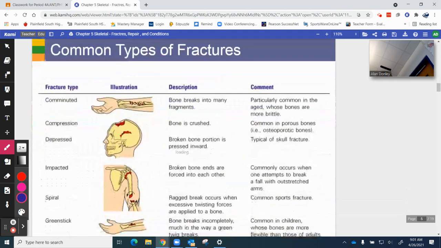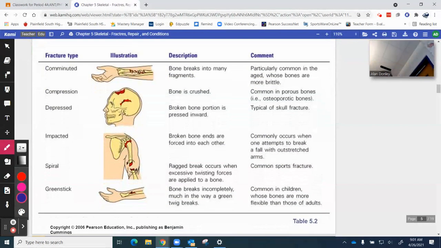All right, so here are our basic common fractures. There are 6 different types. All right, so the first type you have is what's called a comminuted fracture. Comminuted fractures are simply where the bone breaks into lots of these little fragments.